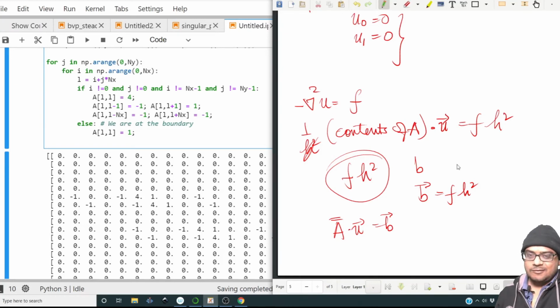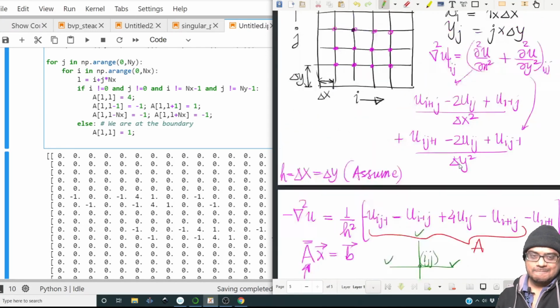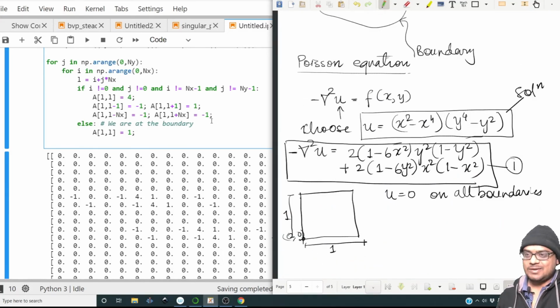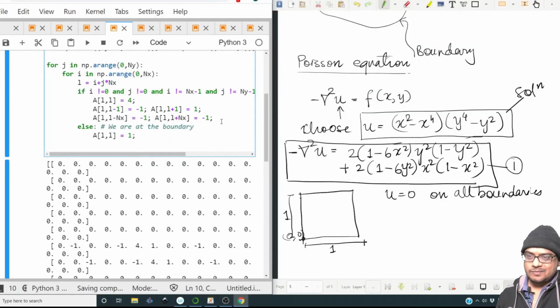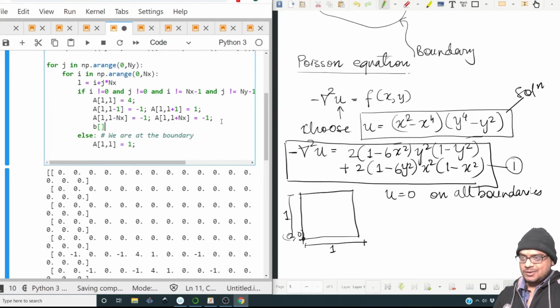H we've already defined. What is F going to be? F is this. So what we will do is create a function. B[l, 0], the lth row, 0th column because it's a column vector, is going to be getB, and we're going to pass i, j, h. The reason I'm passing only i, j and h is because from i, j and h we can find out what x and y are, and given x and y, we can find out that complicated looking function.